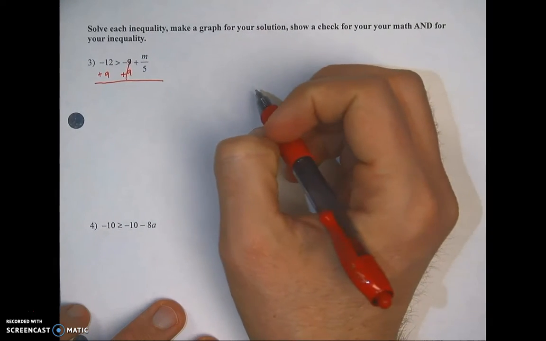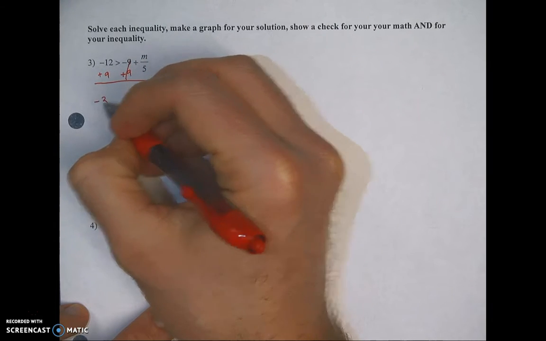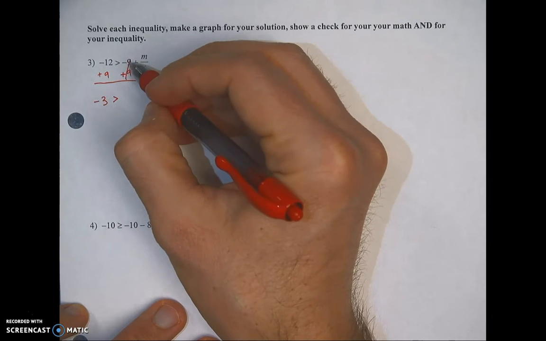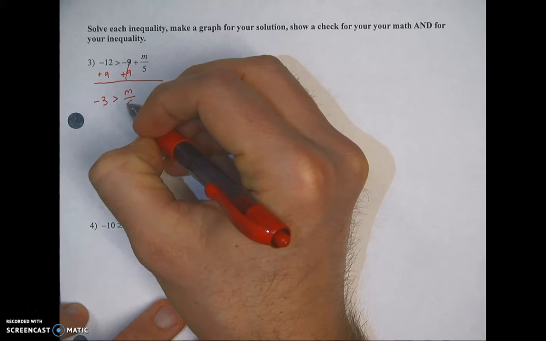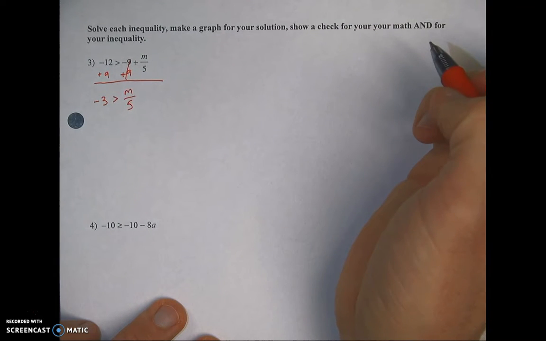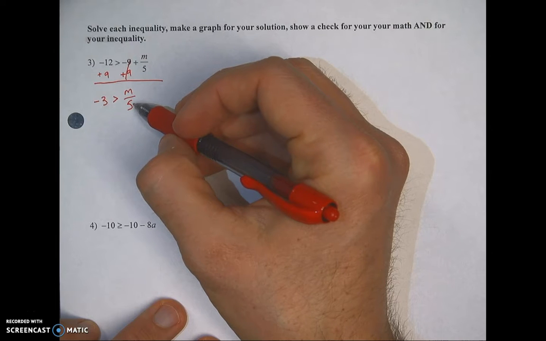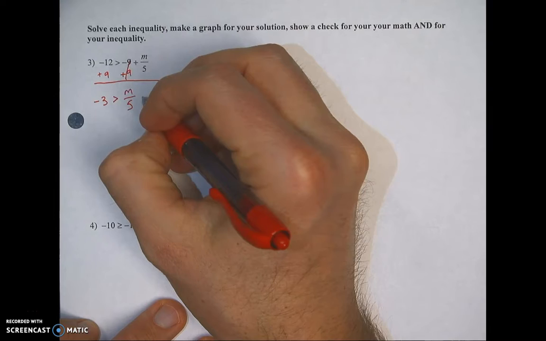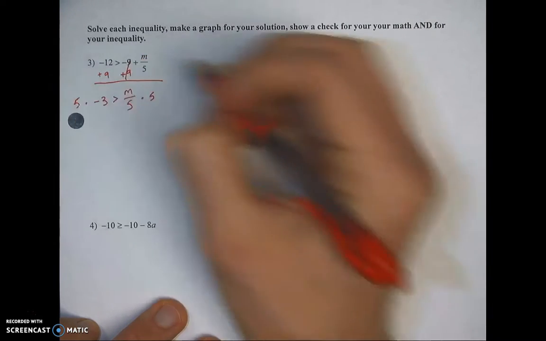So it goes away. On the left side now, -12 plus 9 gives me -3. Bring down the inequality. And then on the right side, since this is gone, the only thing that's left is m over 5. So now that's my new inequality. One step to go. If m is going to be completely isolated, the 5 needs to go. It says divide by 5, so I need to reverse it to get rid of it. So I'm going to times by 5 on both sides.